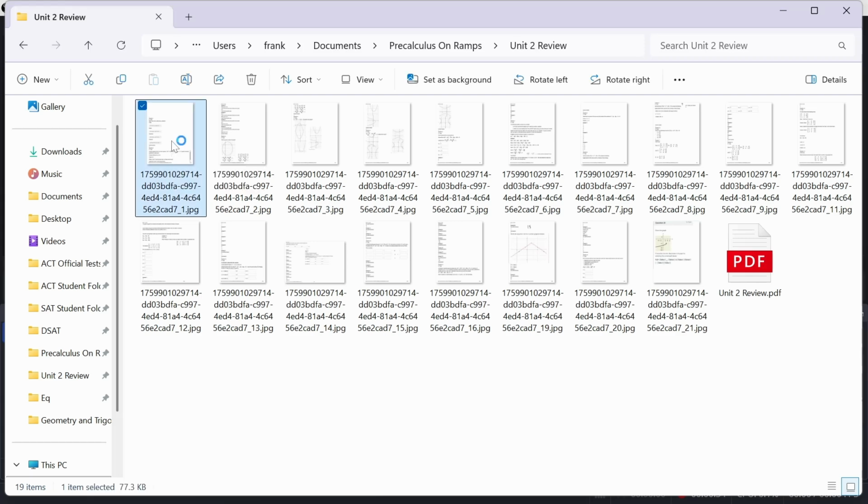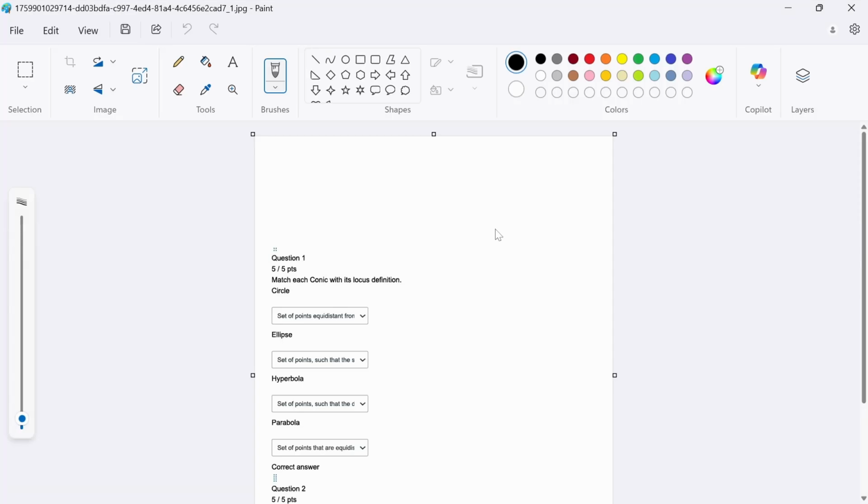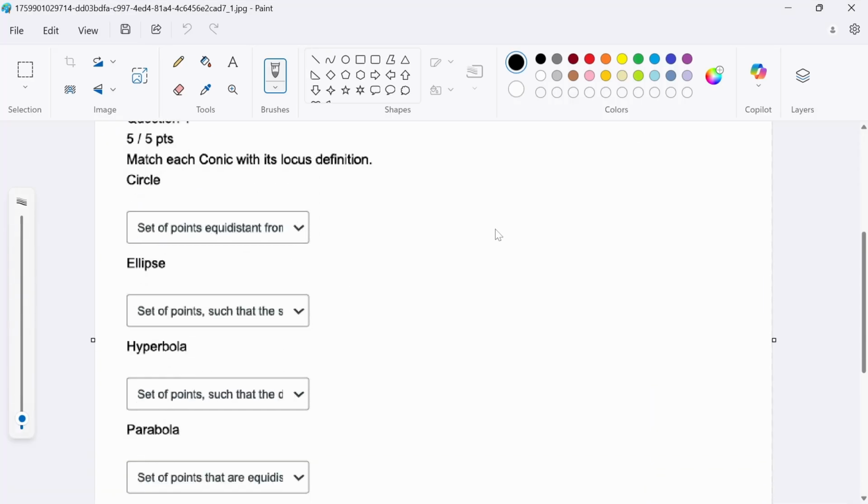So I'm going to do all the questions here. Number one, it says match each conic with its locus definition. So a circle is a set of points equidistant from a locus. So here's the locus, the center of a circle. And every point on the circle is r away from the center. So they're equidistant.